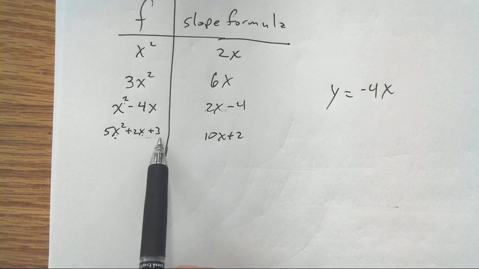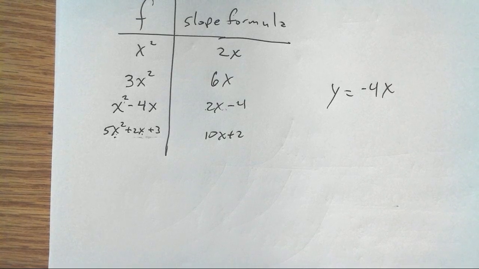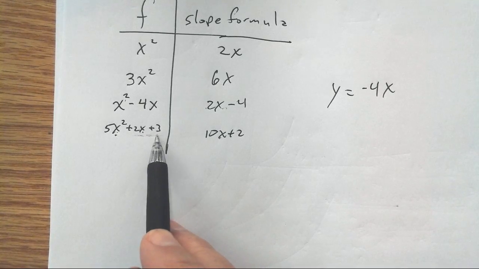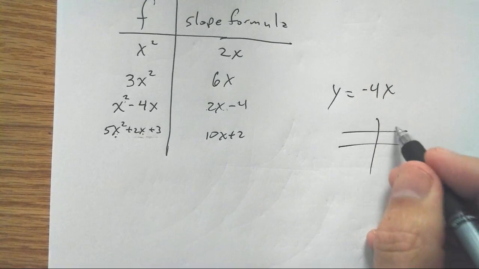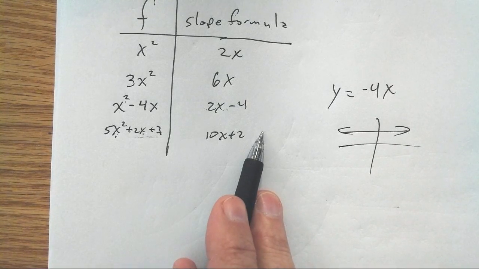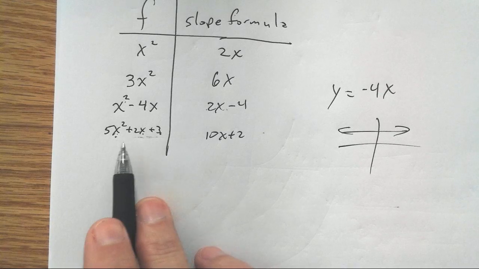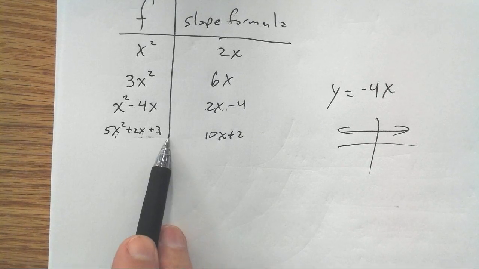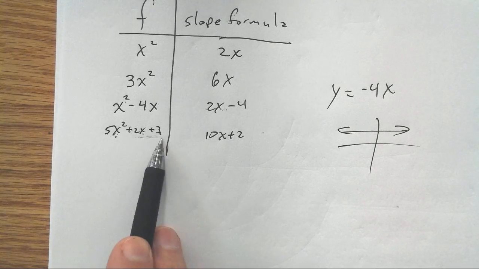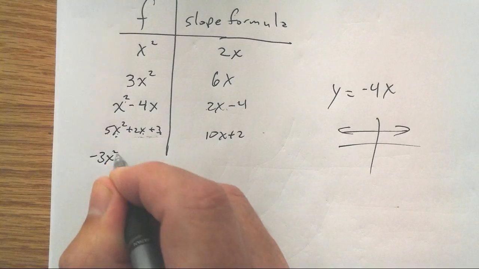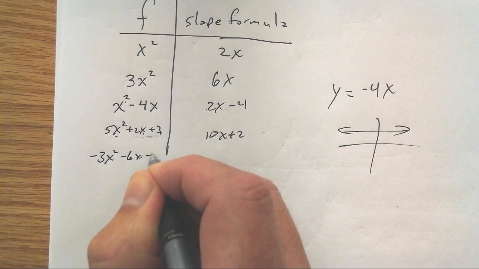What's the slope of the line 2x plus 3? 2. Or what's the slope of 2x? 2. What's the slope of the line y equals 3? 0. Hands if you think you can do probably any quadratic I might give you in this form. So for instance, if I give you negative 3x squared minus 6x minus 2.